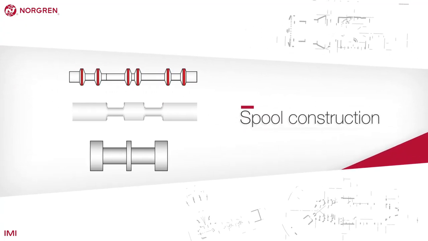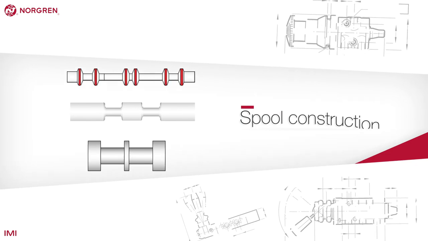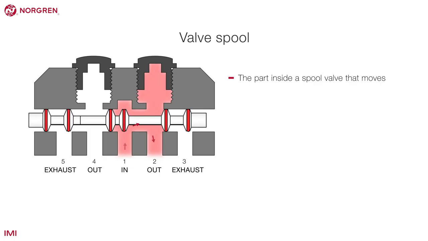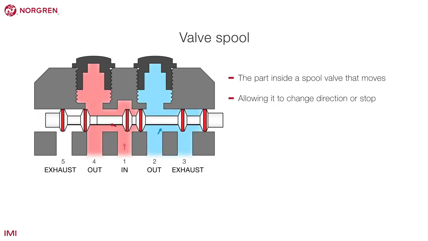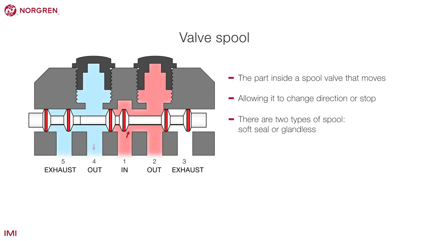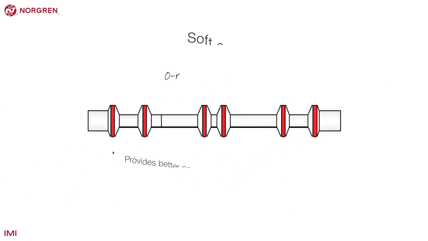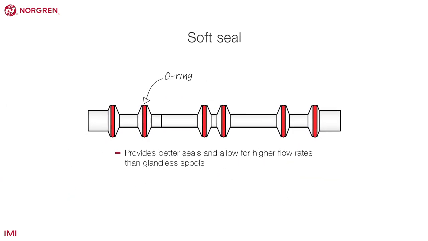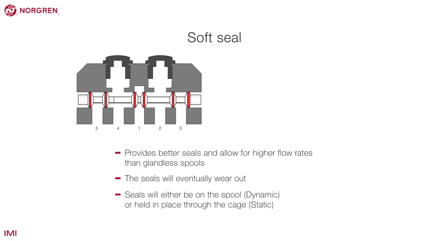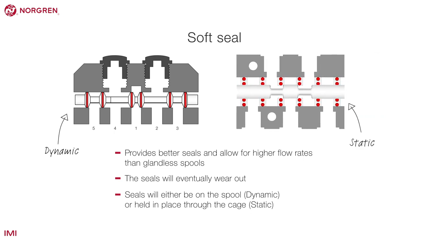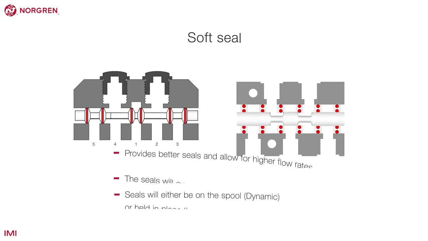Spool construction. A valve spool is the part inside a spool valve that moves, either allowing it to change direction or stop. There are two types of spool: soft seal or glandless. Soft seal spools use O-rings to create better seals and allow for higher flow rates than glandless spools, but the seals will eventually wear out. The seals will either be on the spool, which is referred to as dynamic, the seals are moving, or they are held in place through the cage, referred to as static.